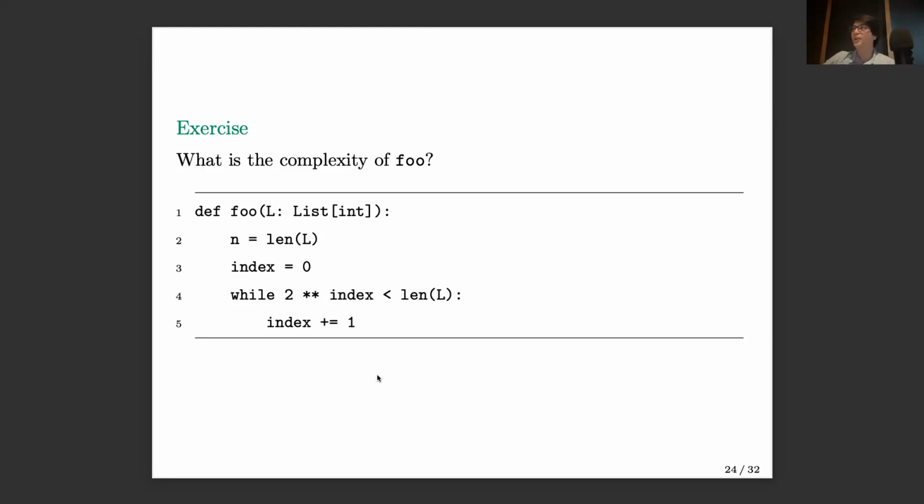What is the complexity of foo here? I have an input length n, and I'm doubling the index each time. Right? I'm doing 2 to the power of index. Well, okay. Yes, because it's bounded by n. It's also bounded by n squared. It's also bounded by n cubed, and n fourth, and n fifth. Remember, these complexities are an upper bound. So it is true that this has complexity O of n, but that's not the sharpest bound.